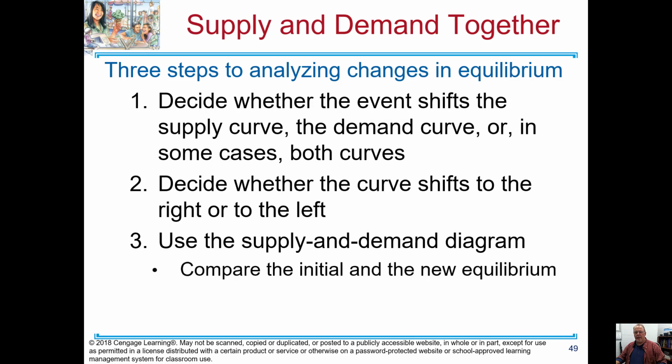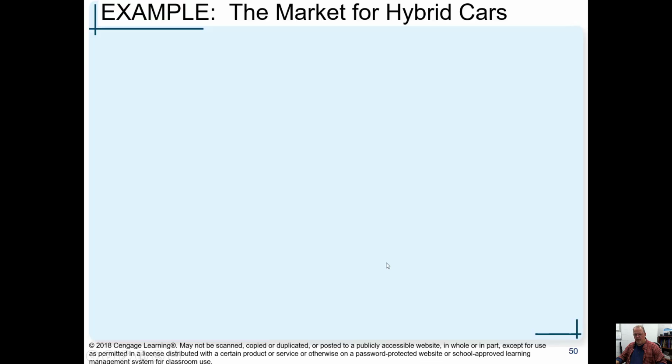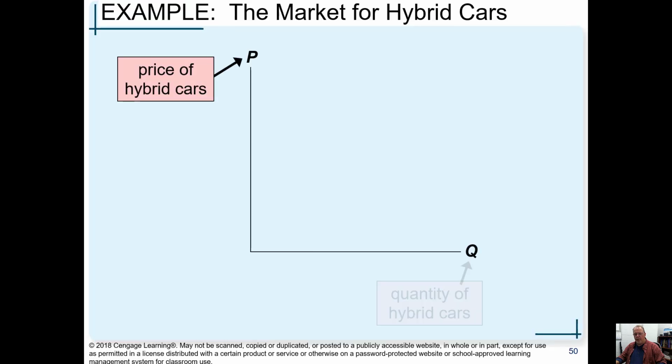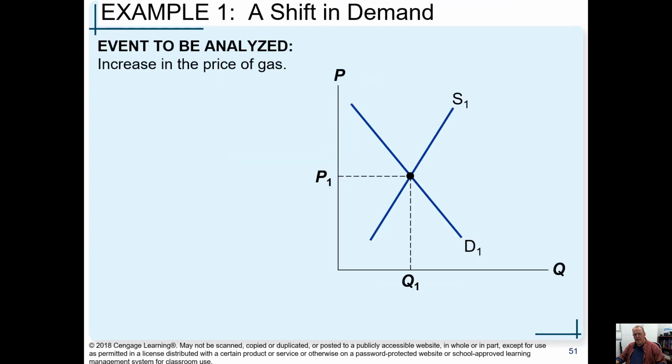The 3 steps analyzing changes in equilibrium. Decide whether the event shifts the supply curve, the demand curve, or in some cases both. Decide whether the curve shifts to the right or to the left, and use a supply and demand diagram. Compare the initial and new equilibriums and the effects on price and quantity. If we have movement of either curve, there's our equilibrium, the event to be analyzed: increase in the price of gasoline.